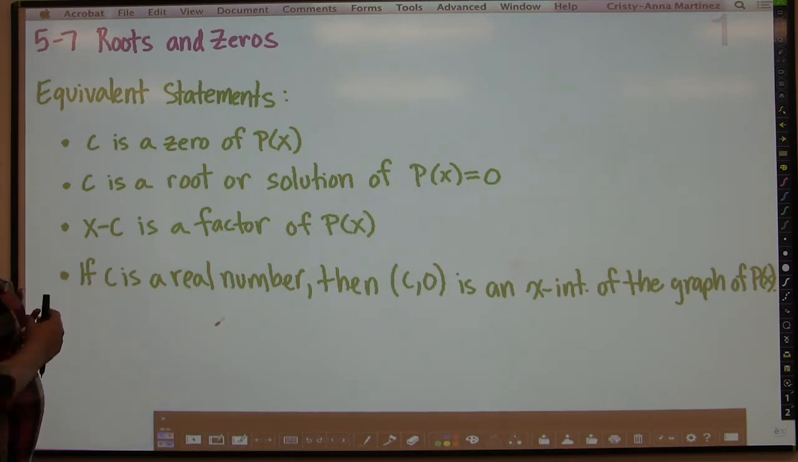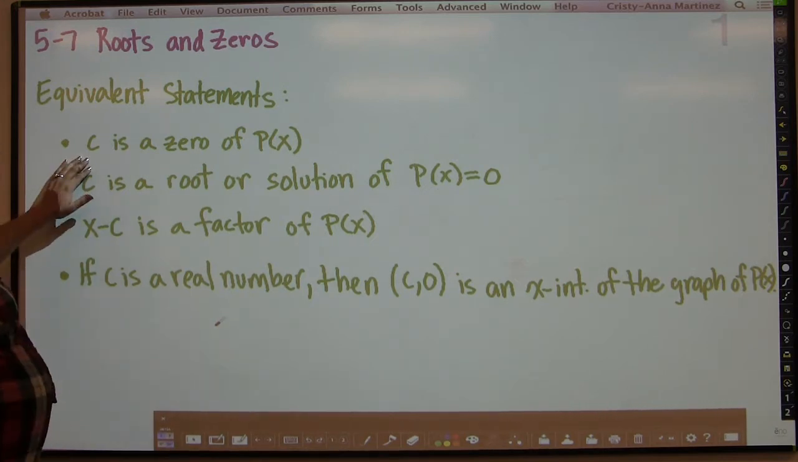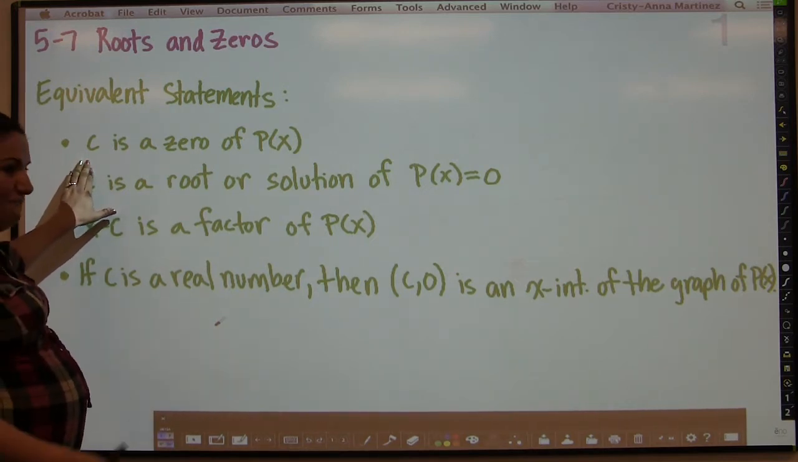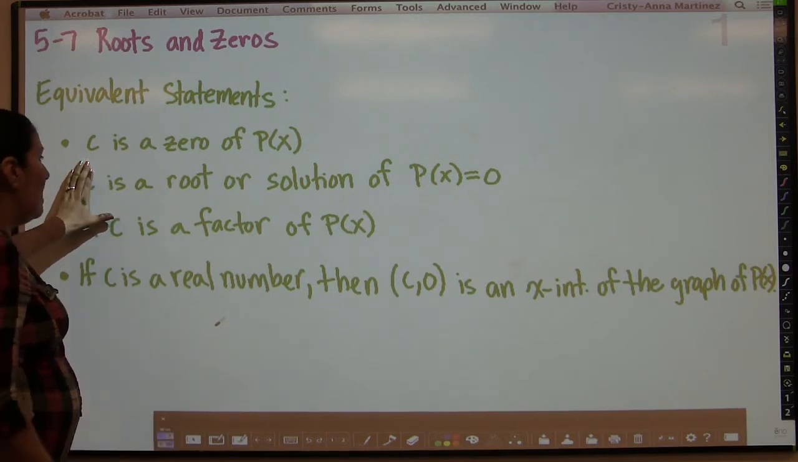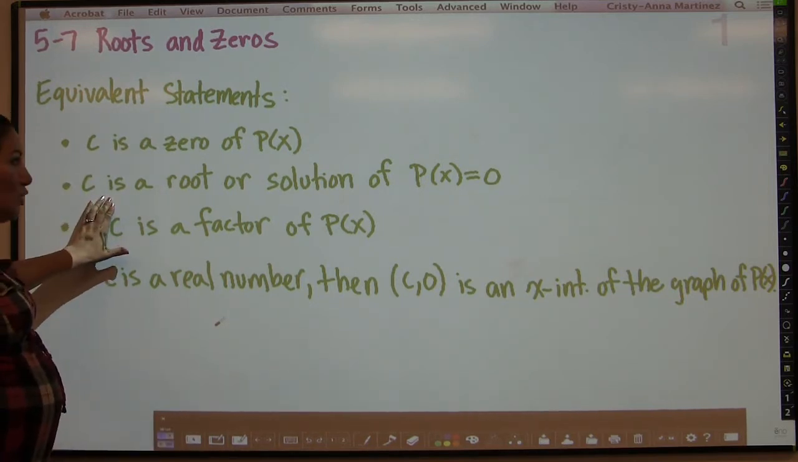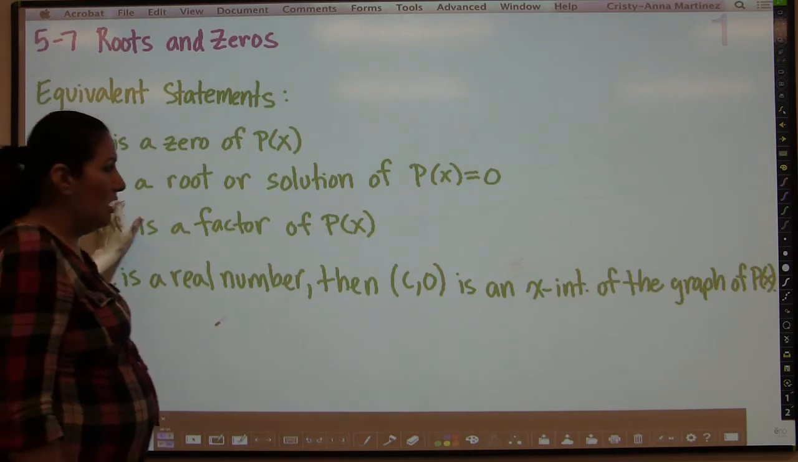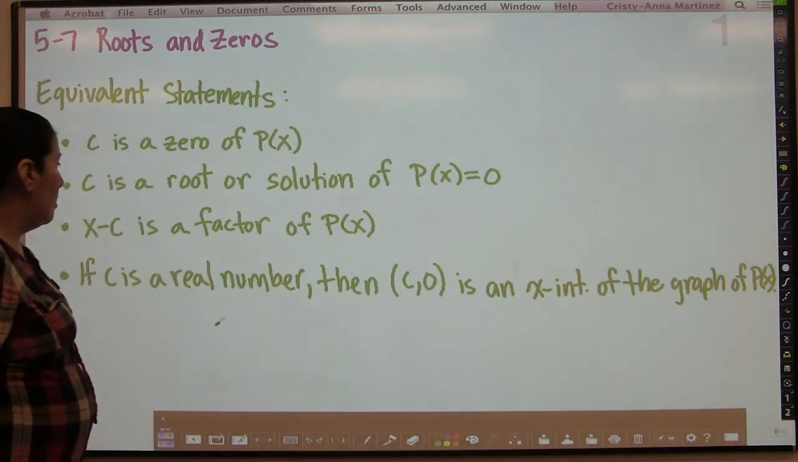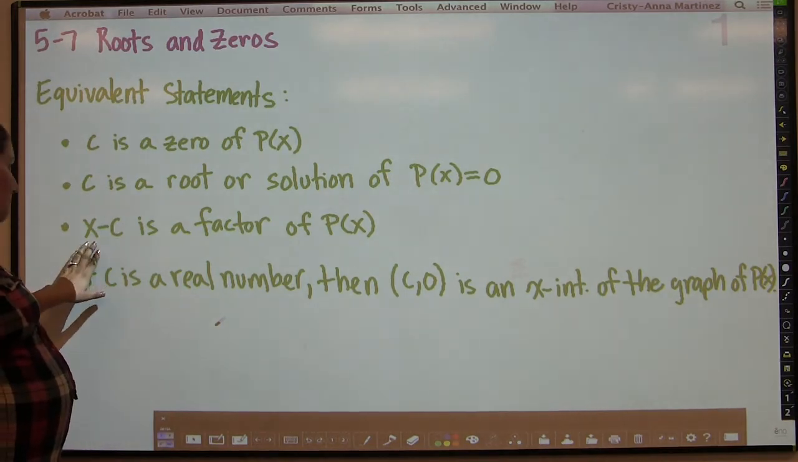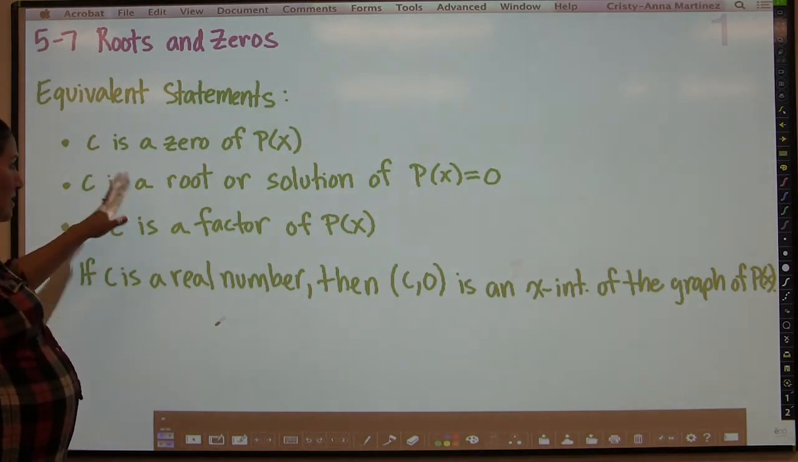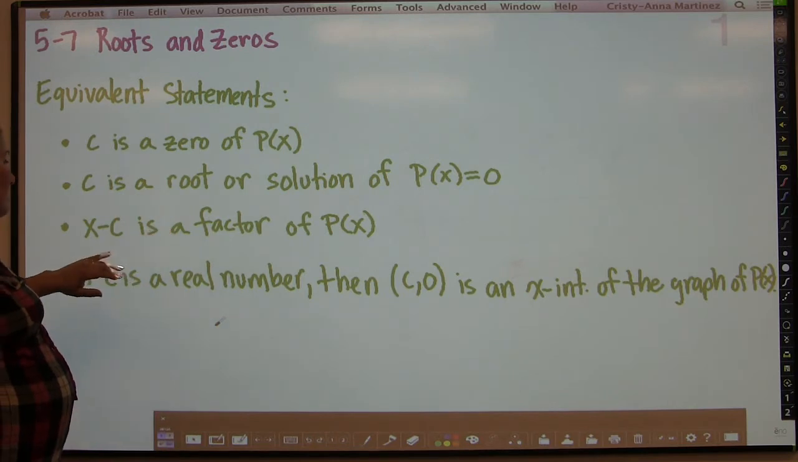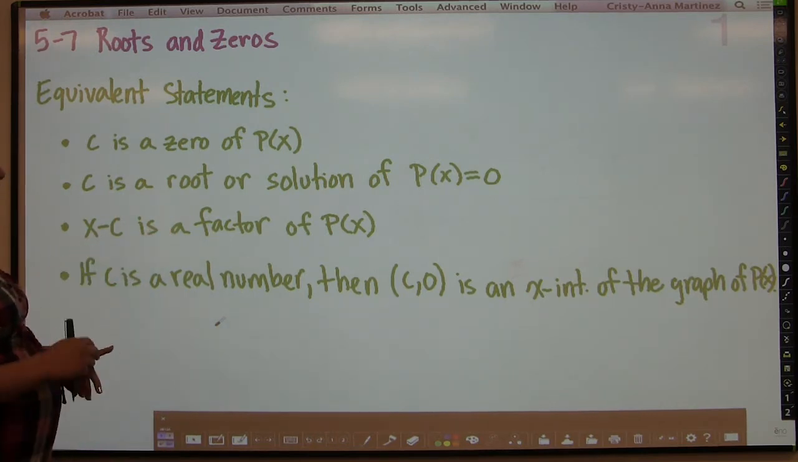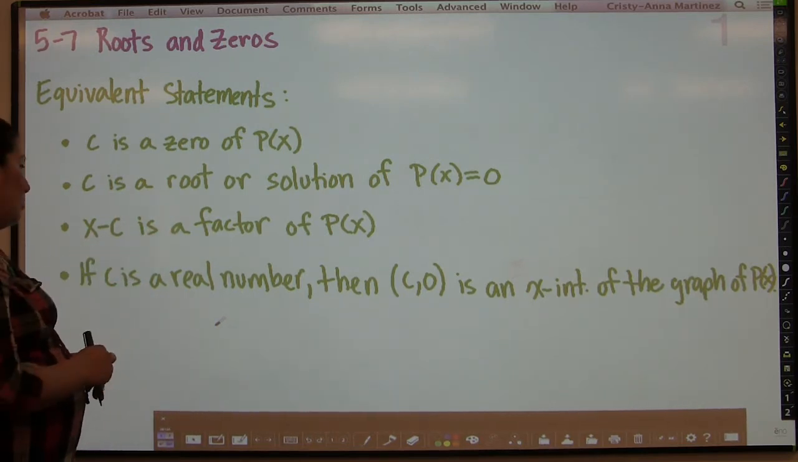So I want to make sure that you understand these equivalent statements, that saying that c is a zero of P of x, like if I say 5 is a zero of P of x, it's the same thing as saying that 5 is a root or a solution of the equation, the polynomial equal to 0. Also, if 5 is a root or a solution, then it's the same thing as saying that x minus 5 is a factor of the polynomial.